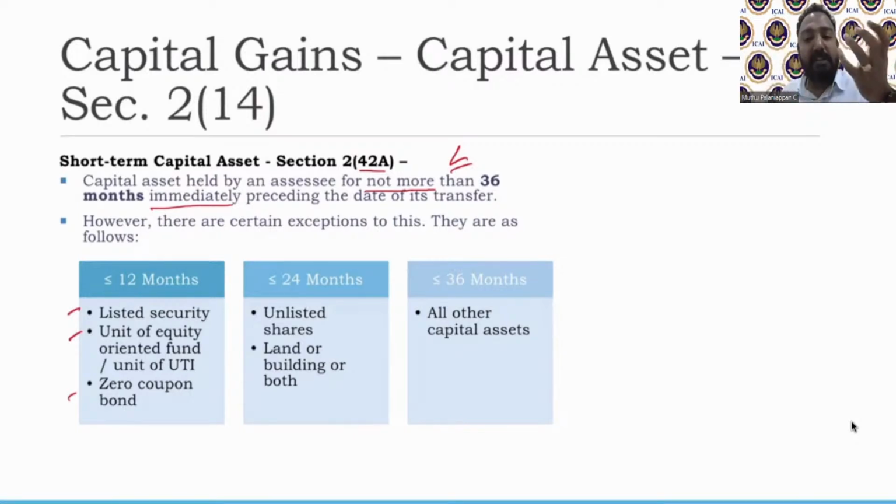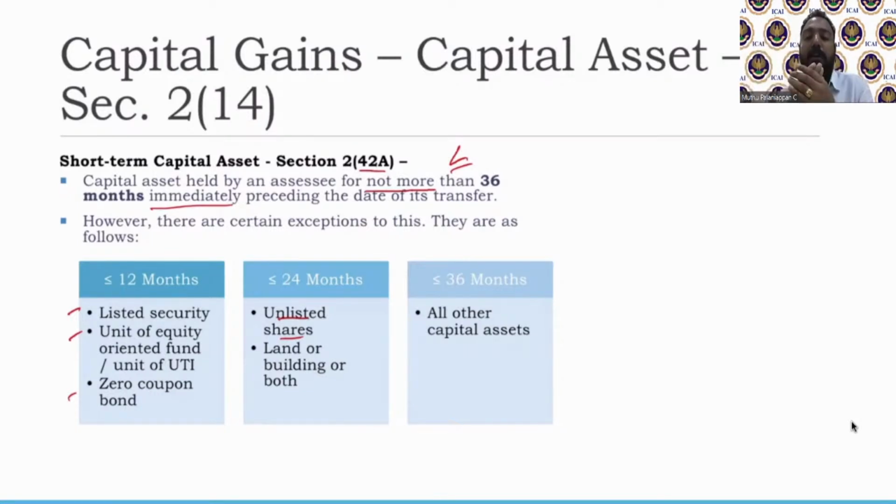Now when someone sells a share, let's compare Zomato and Swiggy. When someone who owns a share in Zomato sells it, the time limit to define short-term or long-term is 12 months, not 36 months. But when it comes to Swiggy, it is 24 months because they are unlisted shares. So for a company like Zomato, less than or equal to 12 months is short term. But if shares of Swiggy are sold by one of the investors, then it is the 24-month category, less than or equal to 24 months.